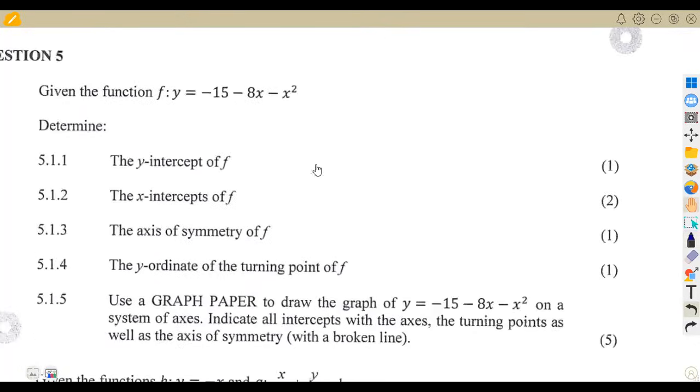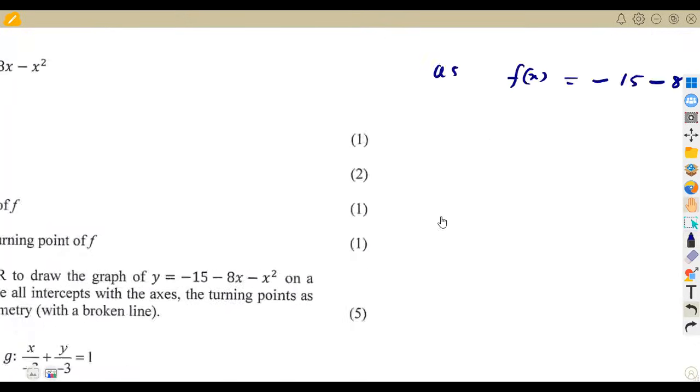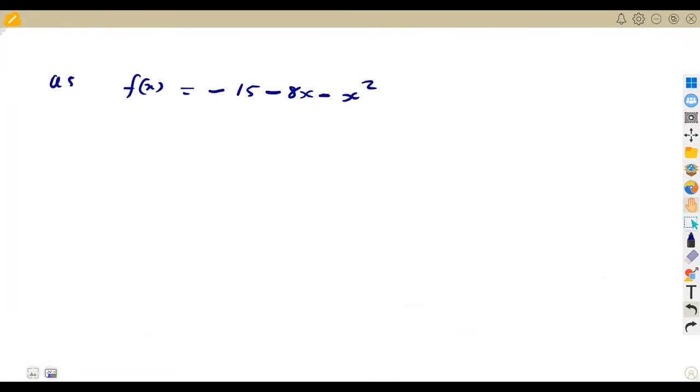And from this part, we're asked to find the y-intercept. Remember, the y-intercept is on a condition where x is equal to 0. All right. So our y-intercept 5.11 is when x is equal to 0. When x is equal to 0, substitute 0, the y is going to remain as what? Negative 15. So that's 0 minus 15 in this case. All right. So it's a matter of substituting your values in this case.